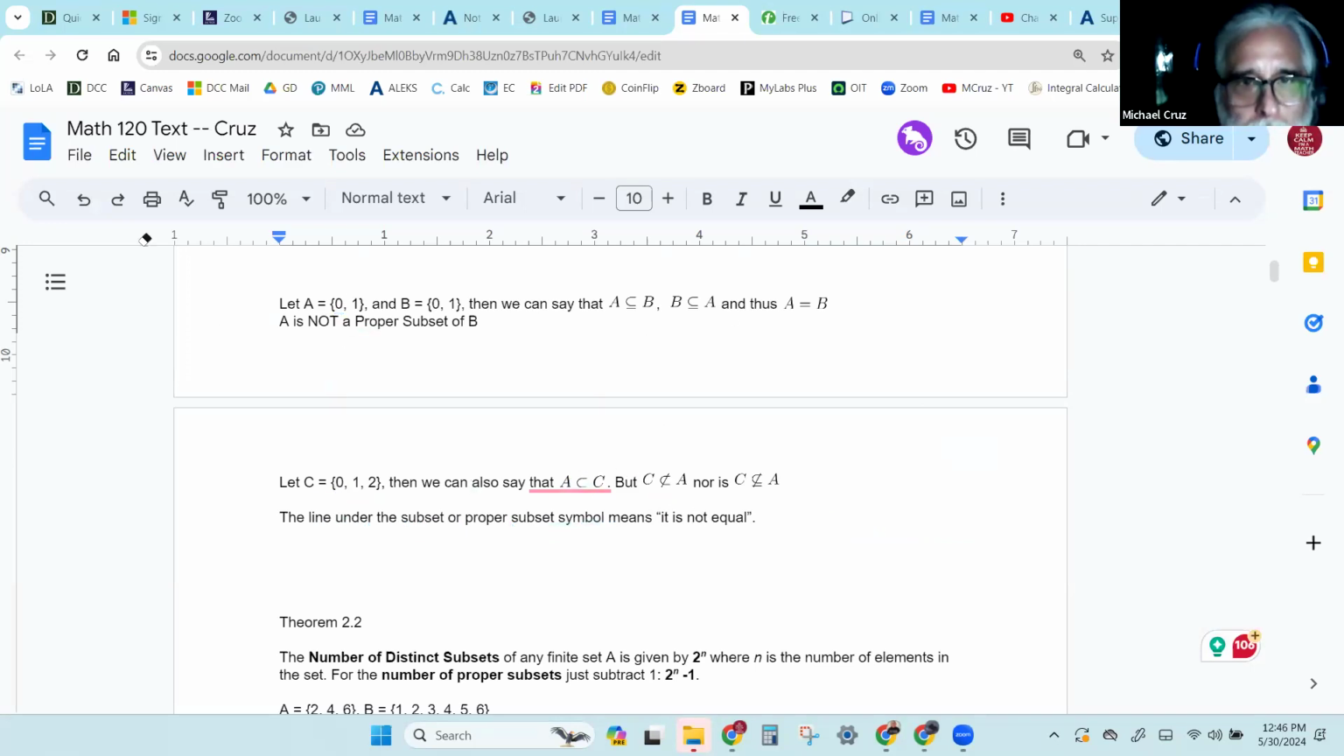All right. So that's how the subsets work, okay? You just got to make sure that everything in the one on the left is actually in the one on the right. If it's a proper subset, there's got to be at least one different. There's got to be like one less in the A in order for it to be a proper subset.